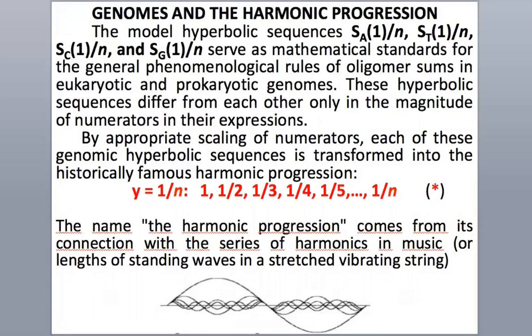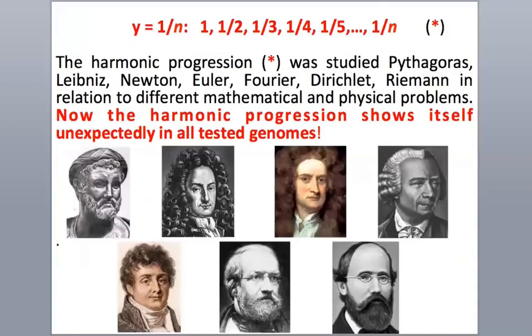The name, the harmonic progression, comes from its connection with the series of harmonics in music, or lengths of standing waves in a stretched vibrating string. The harmonic progression was studied by Pythagoras, Leibniz, Newton, Euler, Fourier, Dirichlet, Riemann in relation to different mathematical and physical problems. Now, the harmonic progression shows itself unexpectedly in all tested genomes.